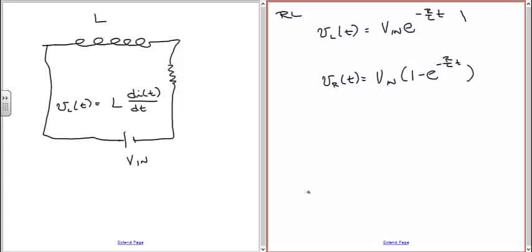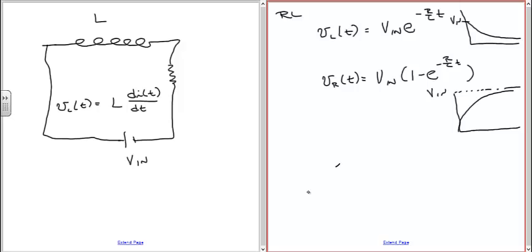So if I plotted the voltage across the inductor as a function of time, it would look like this, exponential decay. This would be the input voltage, and then it decays to 0. For the resistor, it looks like this, approaching the input voltage. And if I add these two together, I get the input voltage. So the sum of these two curves always equals the input voltage.